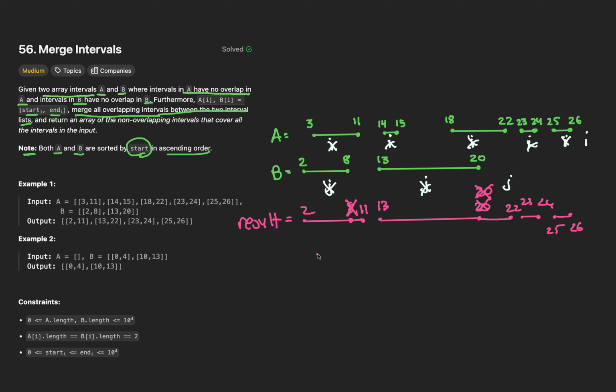What is our ultimate answer that we return? Well, we have an interval 2 to 11, 13 all the way to the 22, and then two more intervals that never overlap. That's okay, 23 to 24, as well as 25 to 26. And it's a 2D array that we return.